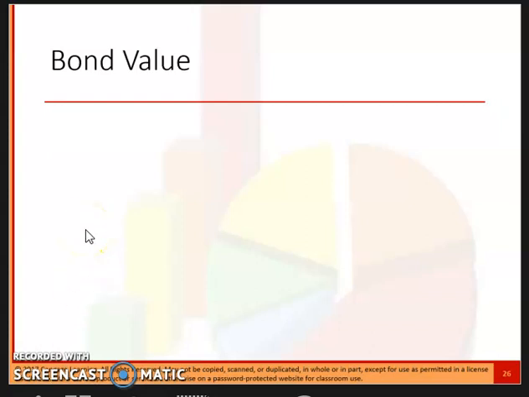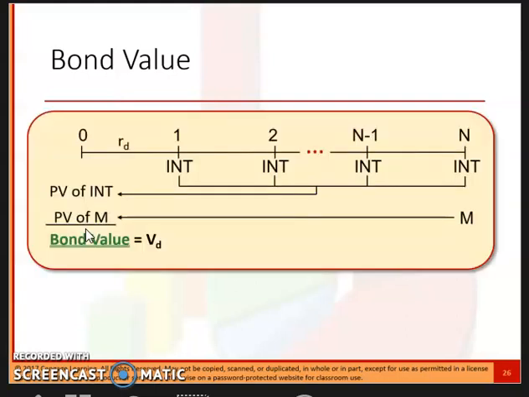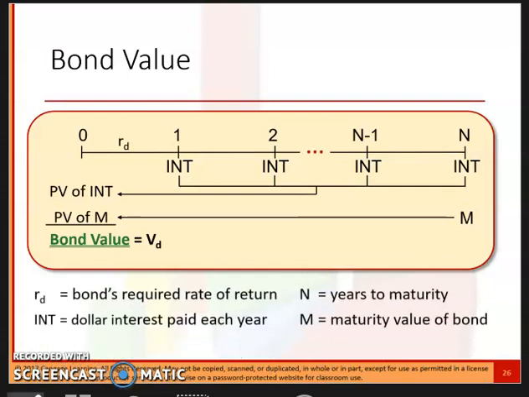Okay, bond value. So much like we saw before, we're taking all the coupon payments, we're adding them up and discounting them at the bond's required rate of return. And so interest, again, most people would call that a coupon payment. So maturity or face value of the bond, and N is the years to maturity.